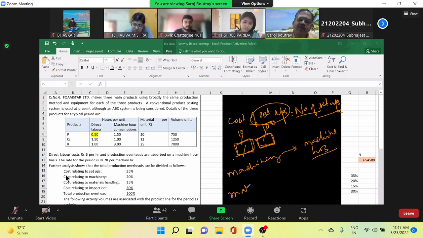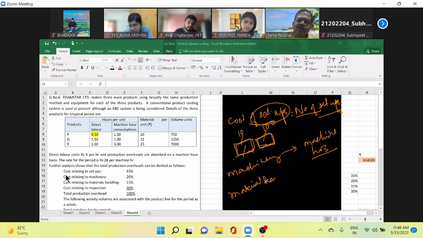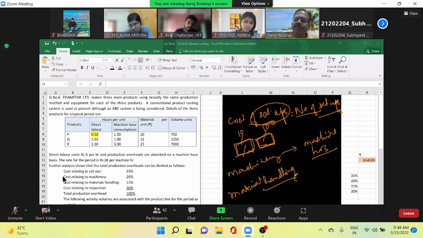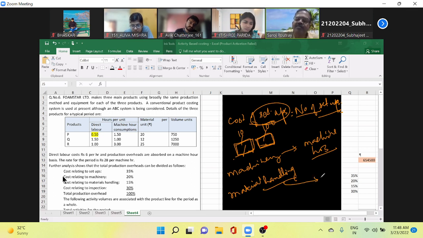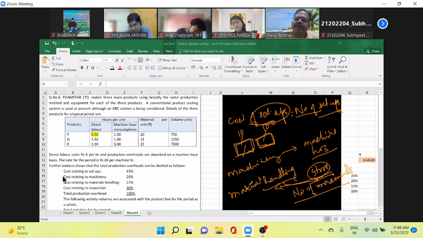Material handling cost depends on, material handling means the production department procures or gets the material from store. So it depends on the number of times material movements happen from store. The store department incurs some cost, there is transportation, and some costs are incurred. So material handling is possibly driven by number of movements. So instead of one cost pool and one driver, having different major activities as cost pools driven by different drivers will definitely give you a more accurate cost.